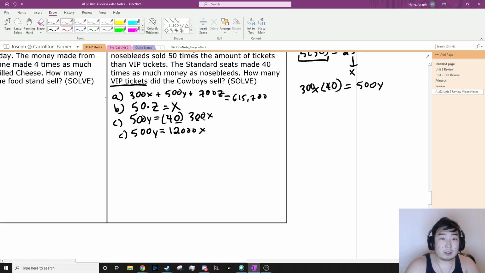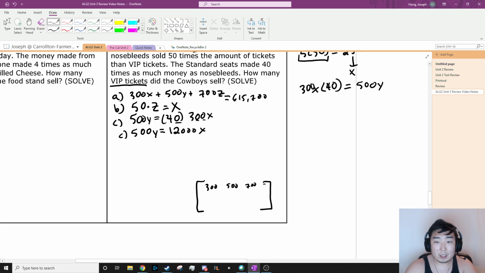This color stuff is getting weird, but let's look at equation A. Equation A, if I write it in a matrix, which I will write here very small, I can do 300, 500, 700, and then this right here, I ran out of space, is 615700. So that's true. I can do that. But let's look at equation B. Equation B is 50z is equal to x. We're not talking about the money. We're talking about quantity for equation B.